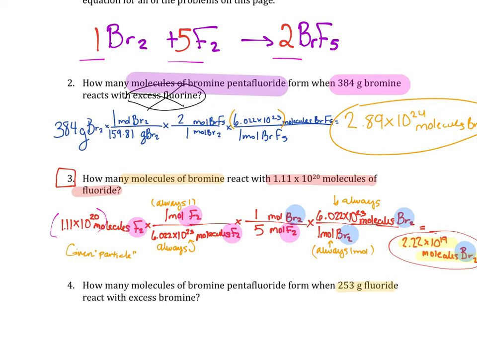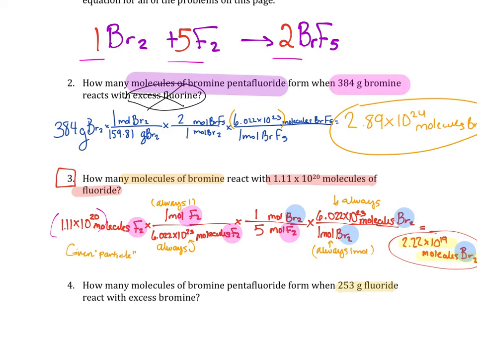Now what you always do first, just like you did for mass-to-mass stoichiometry, is to go ahead and list your given. My given here is 1.11 times 10 to the 20th. You'll see that I put it in parentheses, and that's because anytime you have a number in exponent form or exponential form, we need parentheses. It's just best to be in a habit of doing that. Sometimes if you don't, your number can get kind of weird.